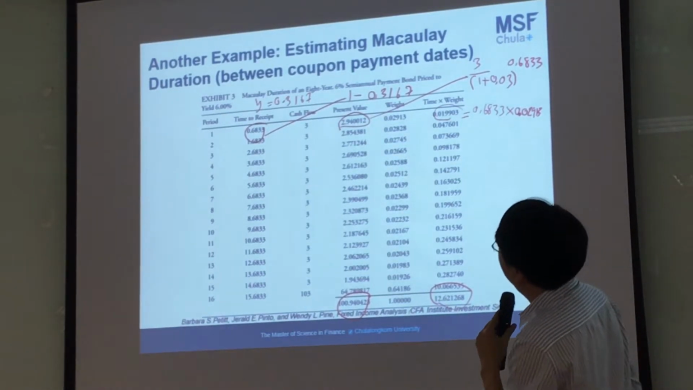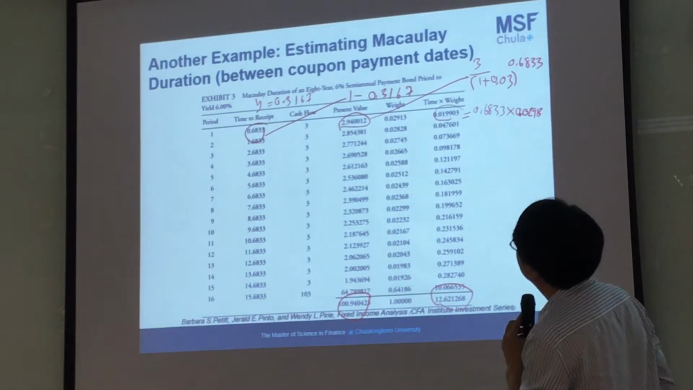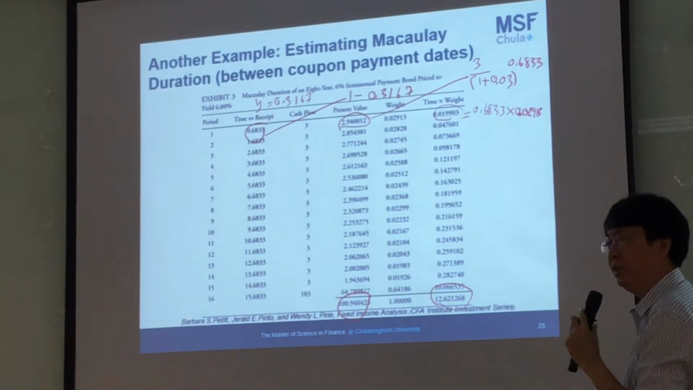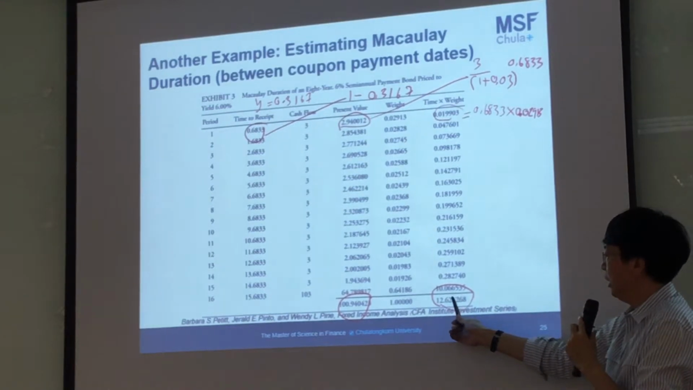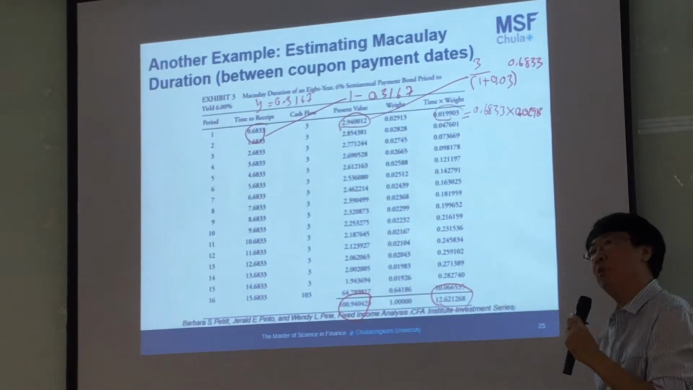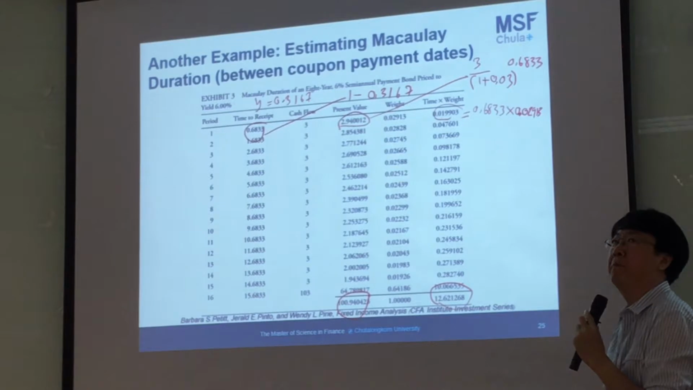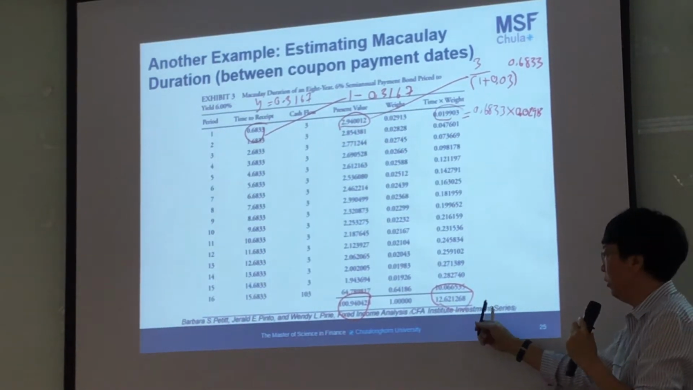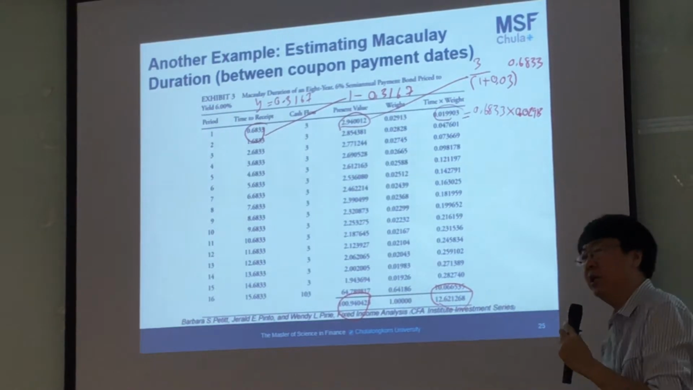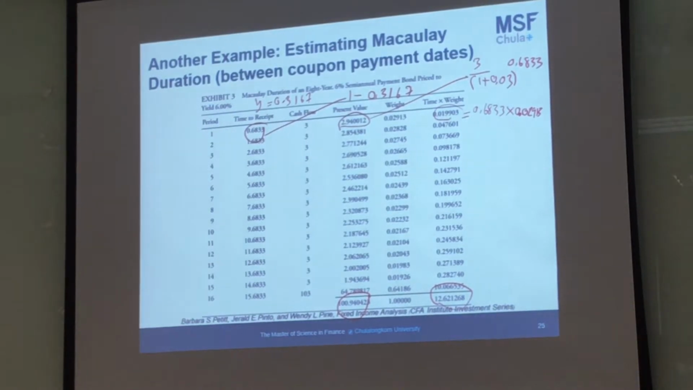Because this bond has a maturity equal to 8 years, it's impossible that the Macaulay duration is greater than the time to maturity. So this unit is in half years, and you have to divide by 2 to get the duration in years. Okay?